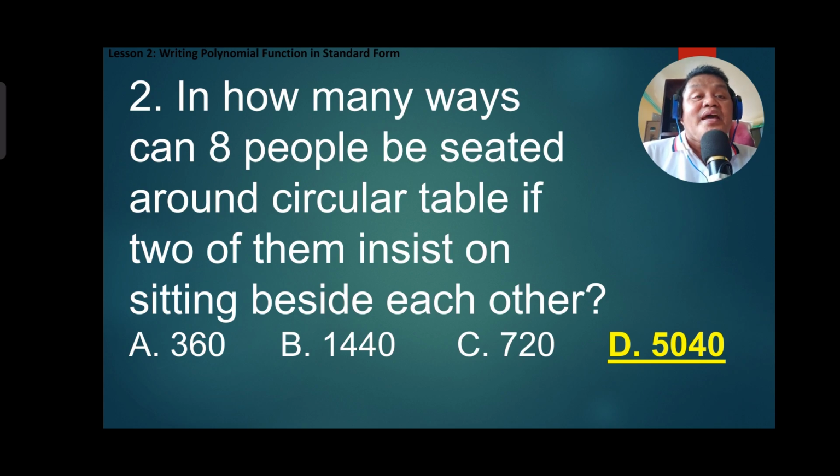Number 2. In how many ways can 8 people be seated around a circular table if 2 of them insist on sitting beside each other? So we have 8 people, and 2 of them insist on sitting beside each other. So this is equivalent to 7 people already, and this is 7 factorial, which is equal to 5,040. Again, the possible answer here is 5,040.